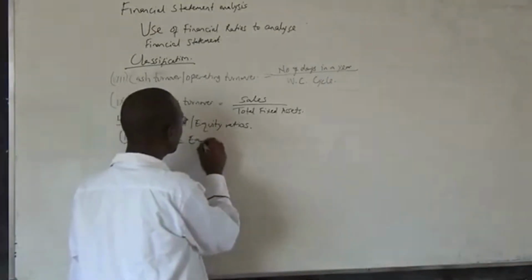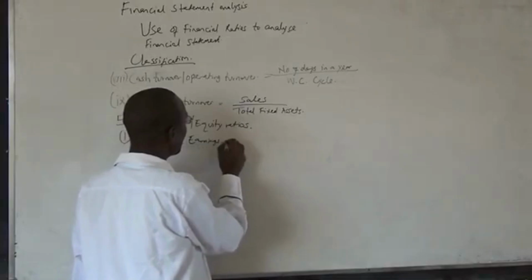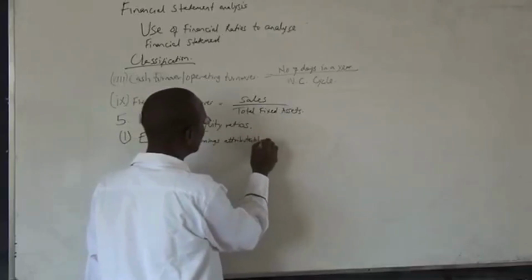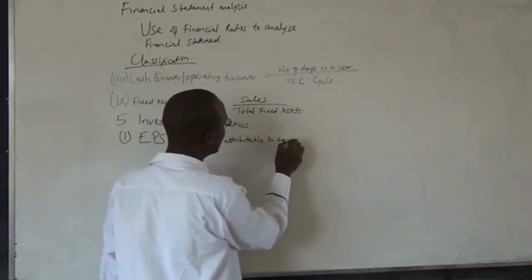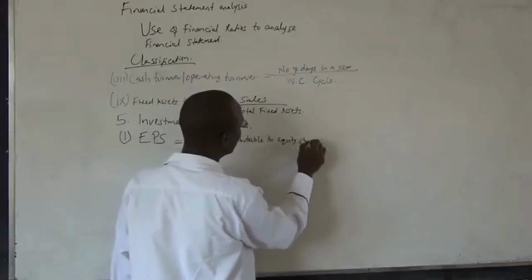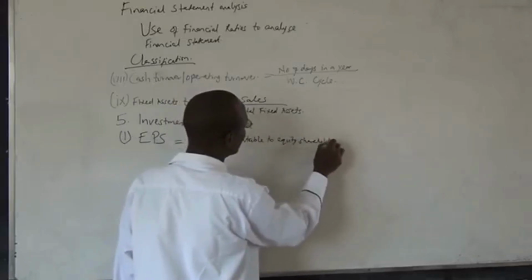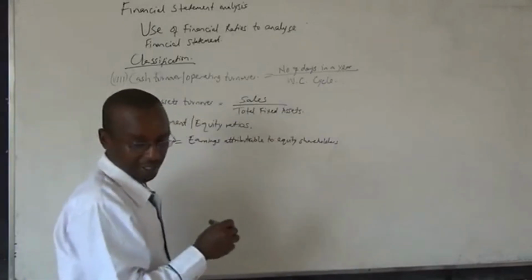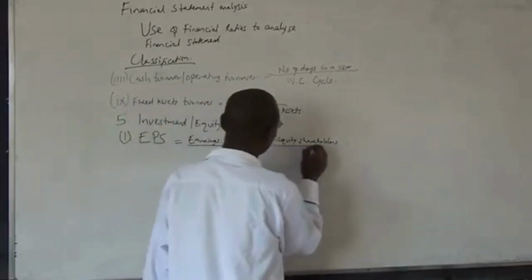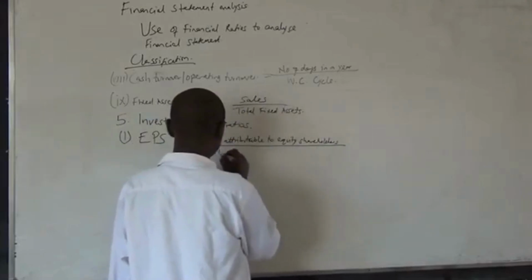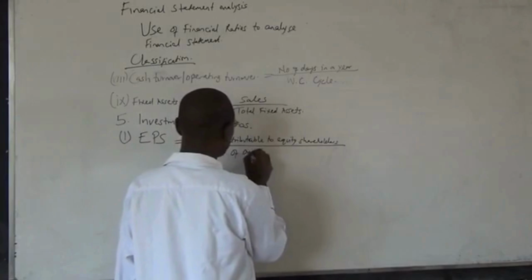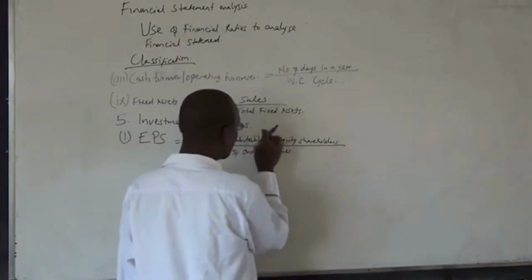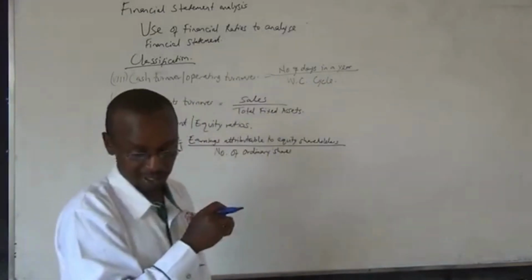So earnings per share is earnings attributable to equity shareholders, not any other shareholder, only equity shareholders, divided by the number of ordinary shares. So these are ordinary shares dividends only.